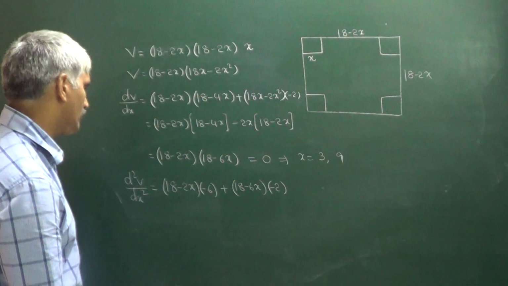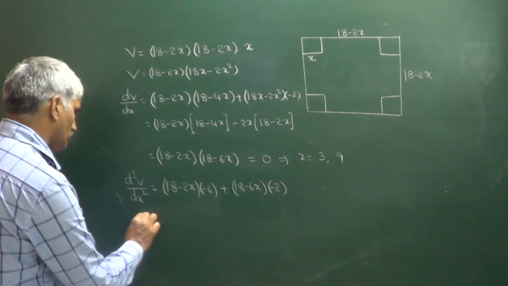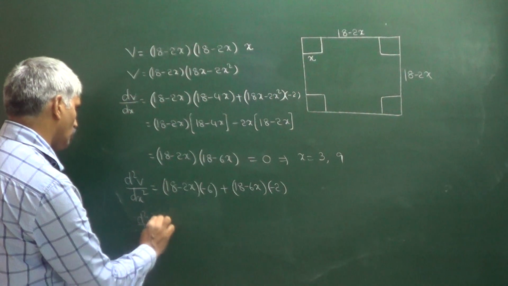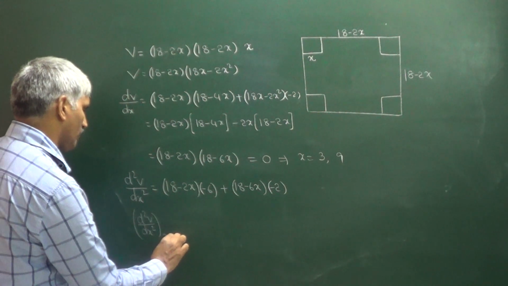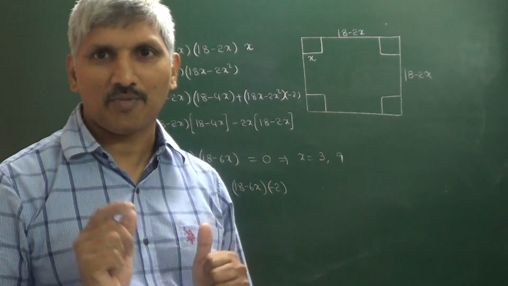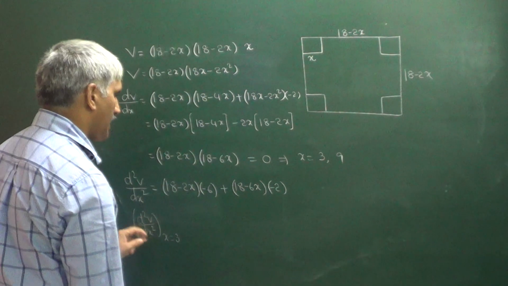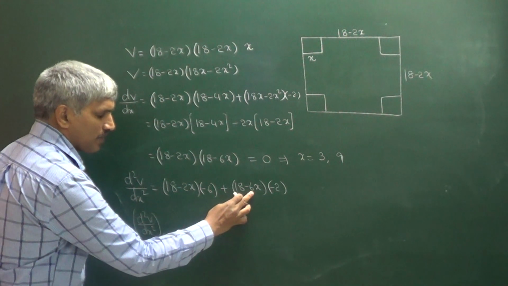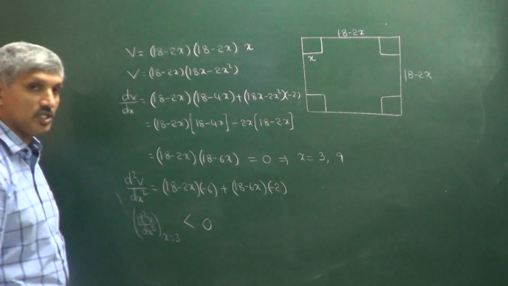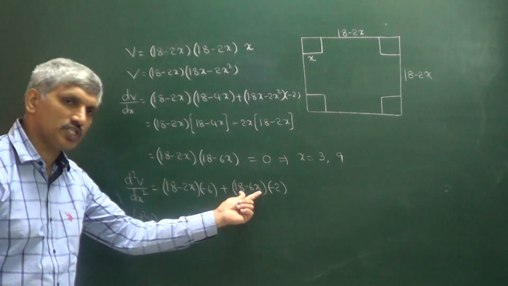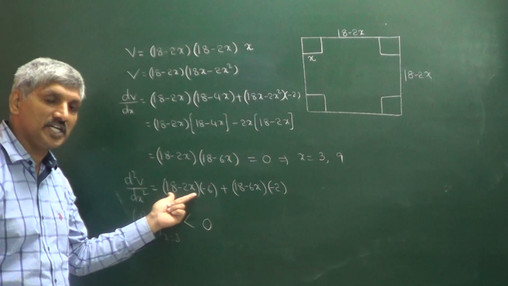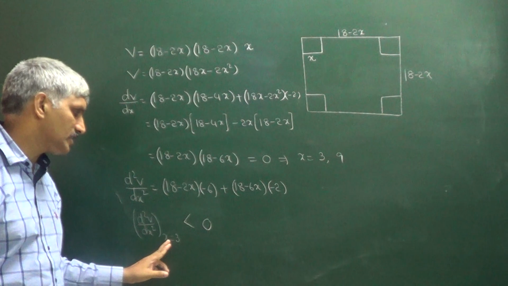Can you tell me, is simplification required? Tell me, d square v by dx square we will find out at x is equal to 3 first of all, because we have to get the box volume maximum, right? So double differentiation at x is equal to 3. This term becomes 0. No doubt this value we are getting is less than 0. At x is equal to 3, this term is equal to 0, and this term you are getting negative. Double differentiation at x is equal to 3.